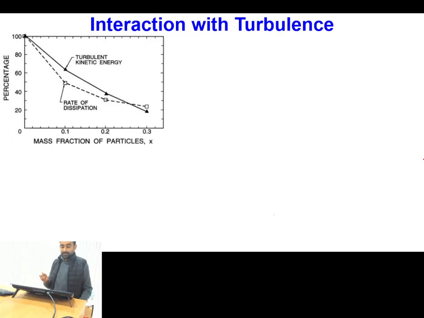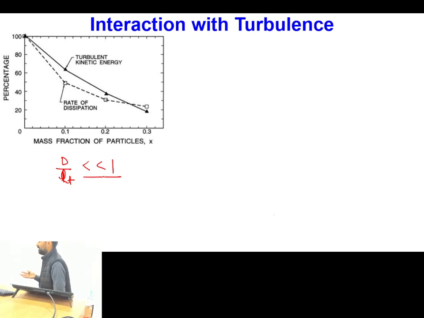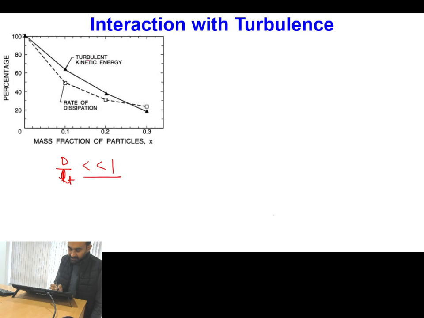Now, whenever the particles do interact with the turbulence, it is not only the length scale, but it also depends upon the amount of particles present. Okay, so let us assume that this particular graph is for d by lt less than 1. So what it means? It means that this is for the particles which are decreasing the turbulence. Okay, so here you can see this is turbulent kinetic energy and this is rate of dissipation. And in the abscissa, I am having mass fraction of the particles.